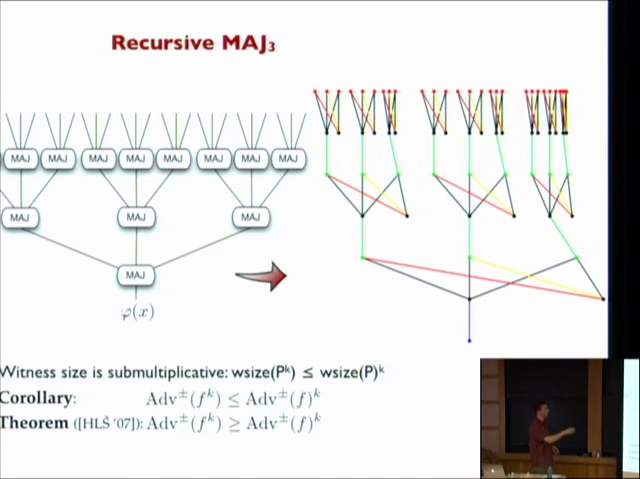And so here I plugged it in for the recursive majority formula. This is what the graph looks like. One can verify that the witness size is submultiplicative under both of these kinds of composition. And a corollary is that the adversary bound is submultiplicative, so in fact it's exactly multiplicative. This wasn't known before. And this is an indirect proof. There's actually now a more direct proof.